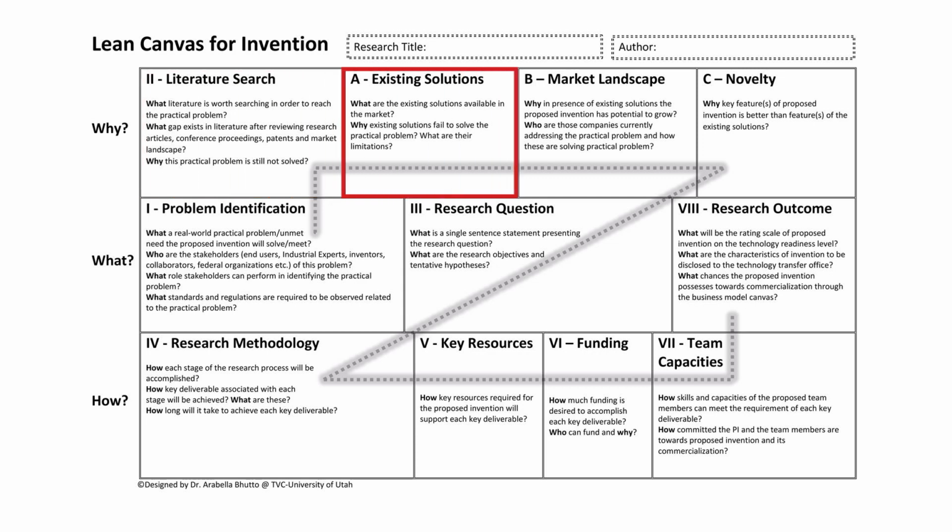This component of the LCI introduces academic inventors to the concept of how important it is to learn from the existing solutions before inventing any technology. You know that academic inventors are very good at reading the literature articles. And in our previous episode, we also emphasized that an academic inventor must also look for patents.